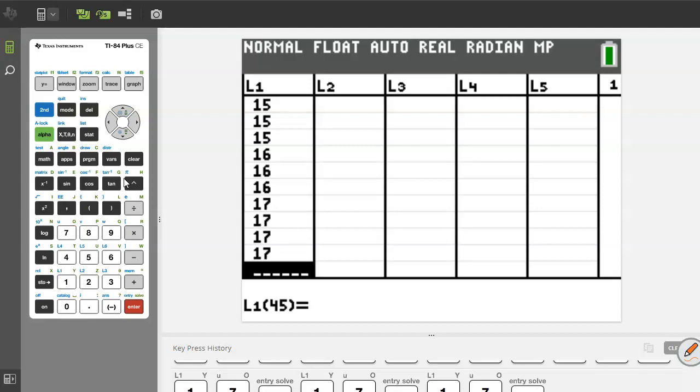44 data values, y'all agree? Now, could you calculate by hand the mean and the standard deviation? Absolutely, but do you want to? No. So we're going to go to stat.